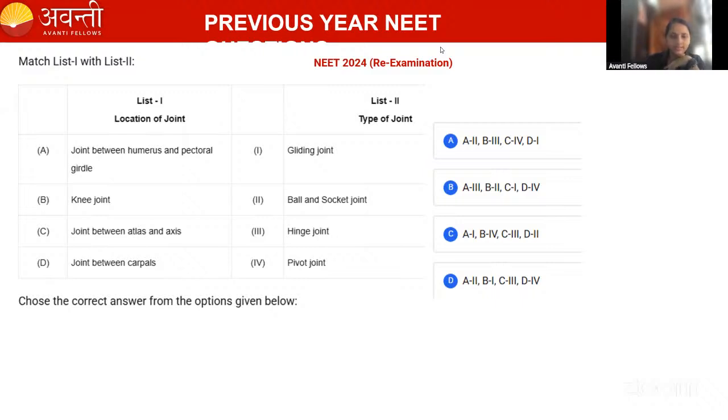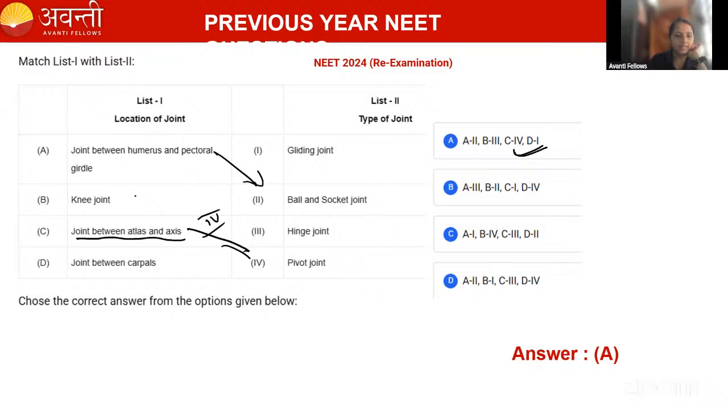67% gave A, C 17 and D 17. Athene, Neeli, Suti, Stephen, very good. The correct answer for this is A. The joint between the atlas and the axis is called what? Pivotal joint, right? Then C should be 4. Let us search for the C. Where is the 4? Only in one option, right? The joint between the humerus and pectoral girdle is a ball and socket joint. The knee joint is a hinge joint. Then the joint between the carpals is a gliding joint. Okay, fine. Then it's the second question, guys.